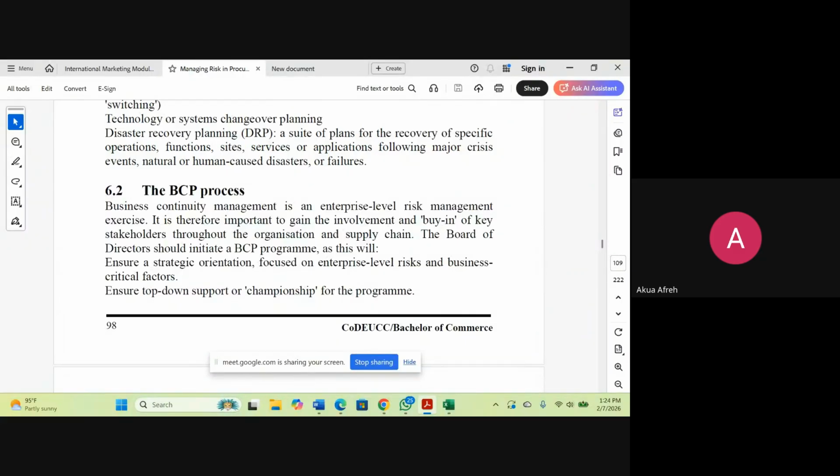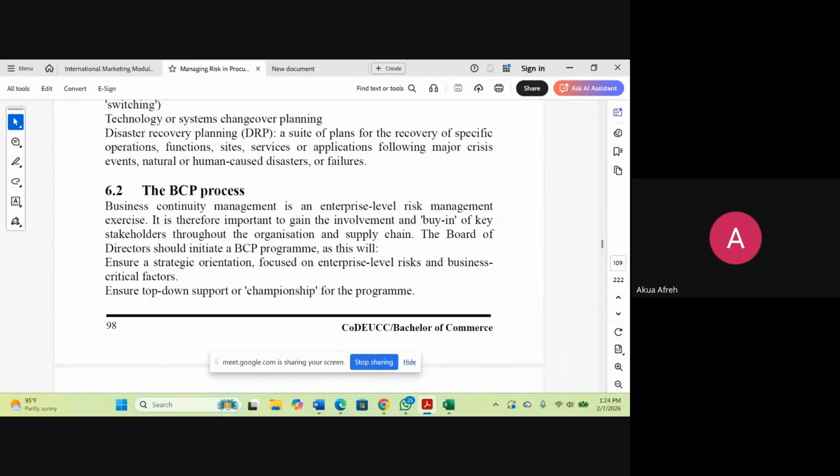Then you develop recovery strategies. After assessing the risk, you ask yourself, what resources do we need? What resources are we going to need? How fast can we recover? You ask yourself all these questions. Some of the strategies you can use are backup suppliers, insurance coverage and all that.